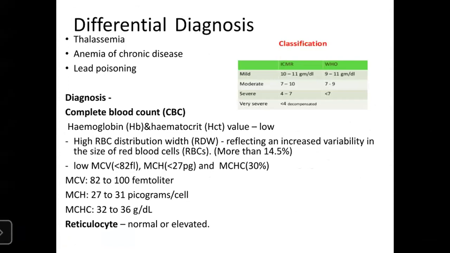So thalassemia might present as a case of iron deficiency anemia. So you have to keep in the differential diagnosis thalassemia, anemia of chronic disease, and lead poisoning. In all of these there is microcytic hypochromic anemia. So there is a formula called TAIL. T is thalassemia, A is anemia of chronic disease, I is iron deficiency anemia, and L is lead poisoning. So TAIL: these are the causes of microcytic hypochromic anemia.